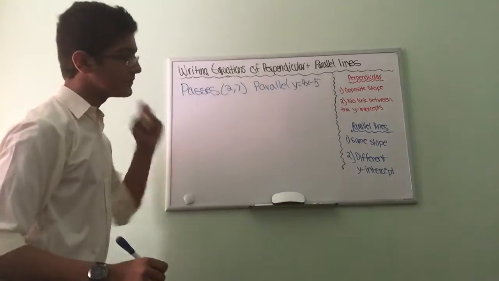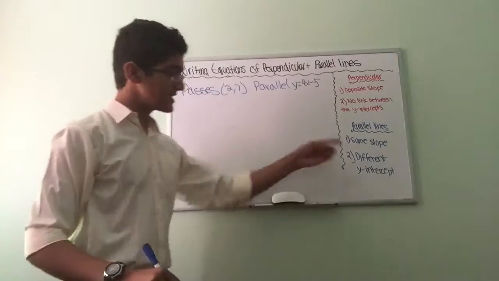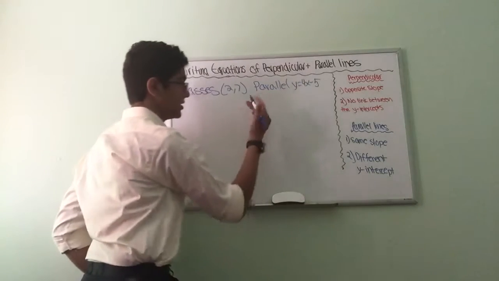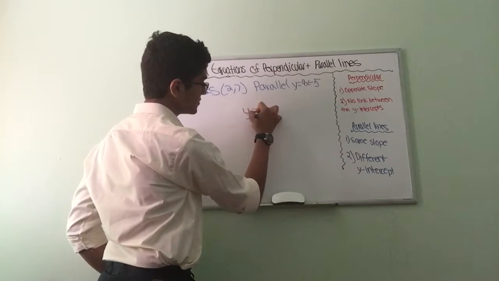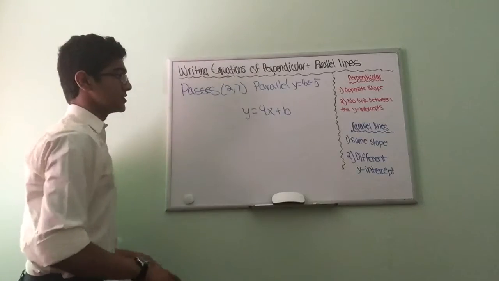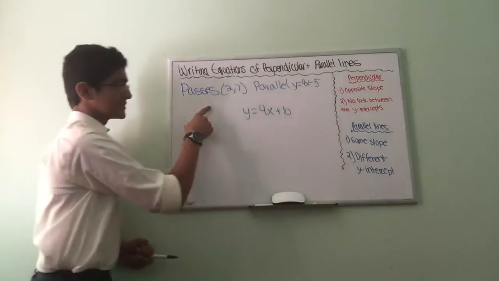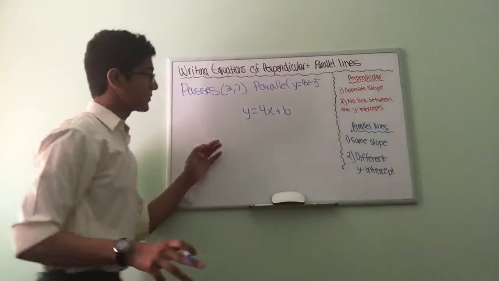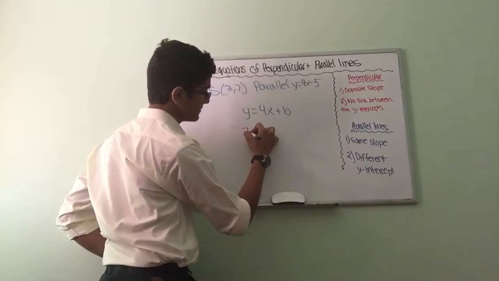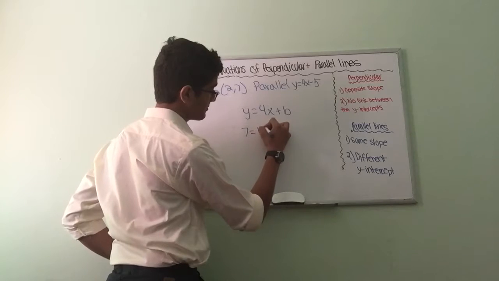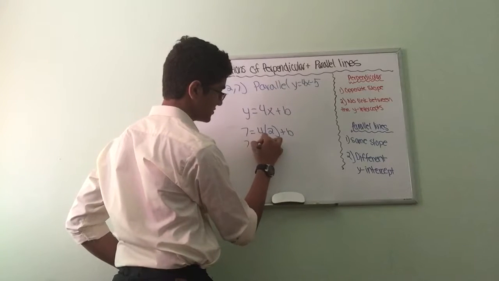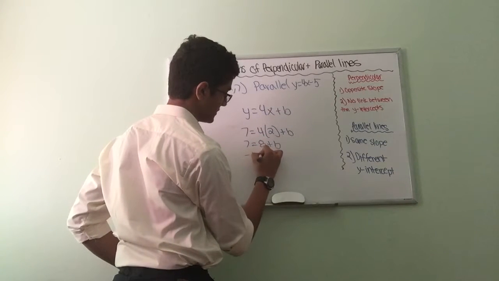Now, basically, what you would do here is, since parallel lines are going to have the exact same slope and a different y-intercept, all you would do is you just bring down the slope here. Get y equals 4x plus b. But then again, the question is also saying that your parallel line passes through the point (2, 7). So what you do here is you would just plug the point into this equation. So 7 equals 4, plug in the x value of 2, plus b. 7 equals 8 plus b, negative 1 equals b.